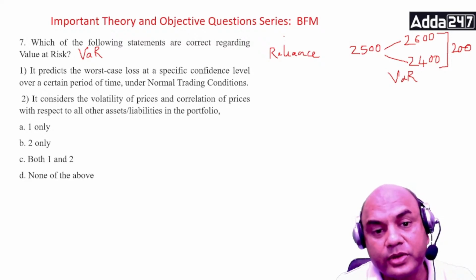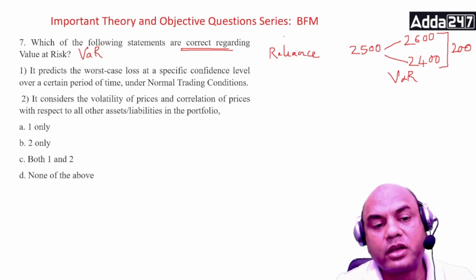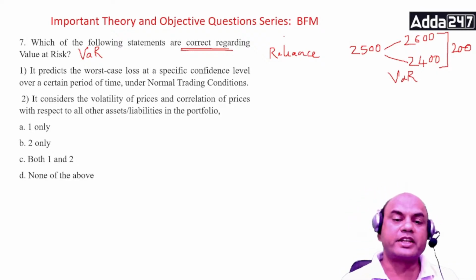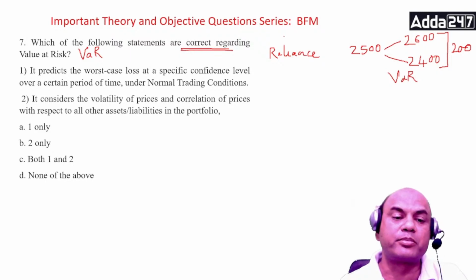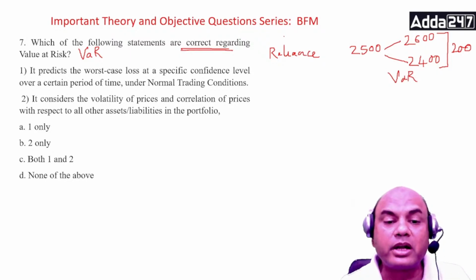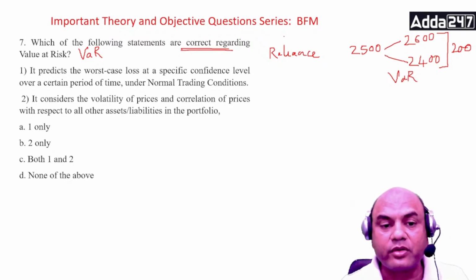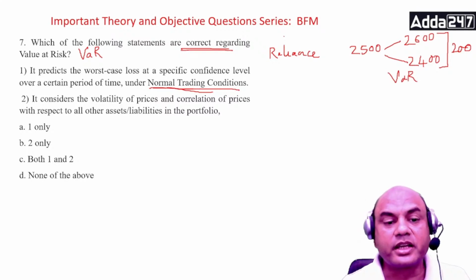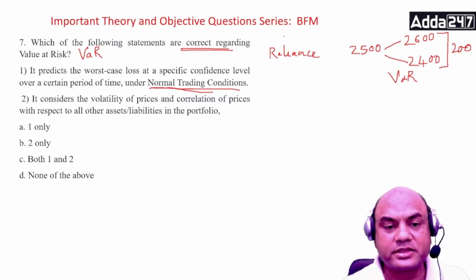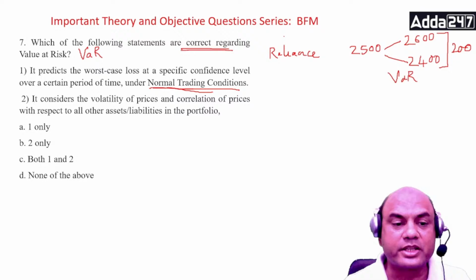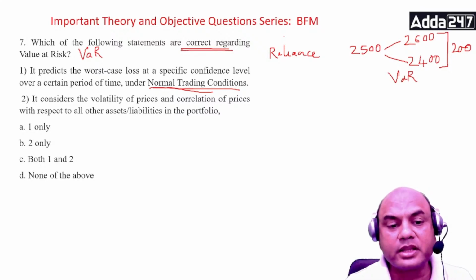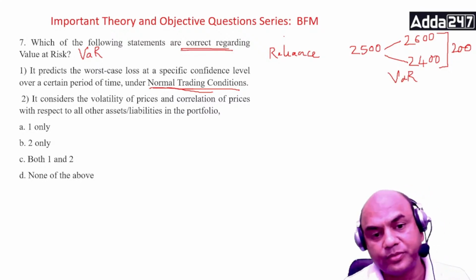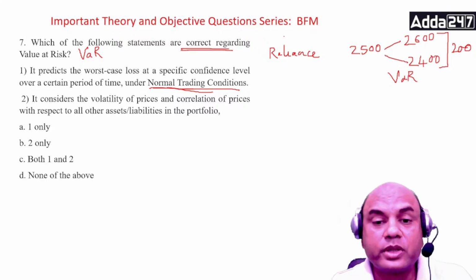Now what do we want? Firstly, correct. Okay, which one is true? Specific worst case loss at a specific confidence level over a certain period of time under normal trading conditions. Normal trading. Okay. VAR is for normal or absurd conditions. It considers the volatility of prices and correlation of prices with respect to all other asset liabilities in the portfolio. So which one is true in this case?